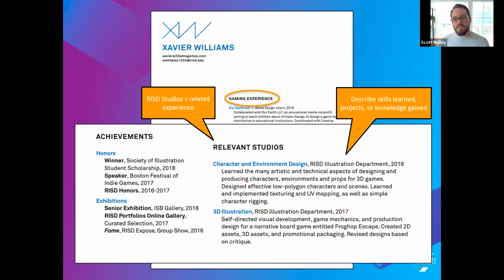So in this case, they've taken these two classes, a character and environment design course taught in the illustration department, and a 3D illustration course where they actually developed a three-dimensional game. So it shows an understanding of game mechanics and things like that. They're using these courses as relevant experience or as relevant studios, and it's just a way for you to further make your resume even more focused towards your audience and the kinds of things that they want to see. It's something that I really, really encourage and oftentimes work with students on a lot when we're looking at resumes together.